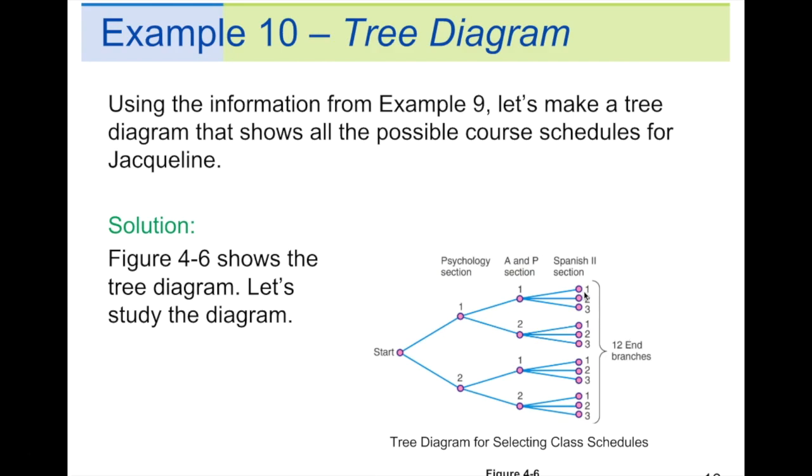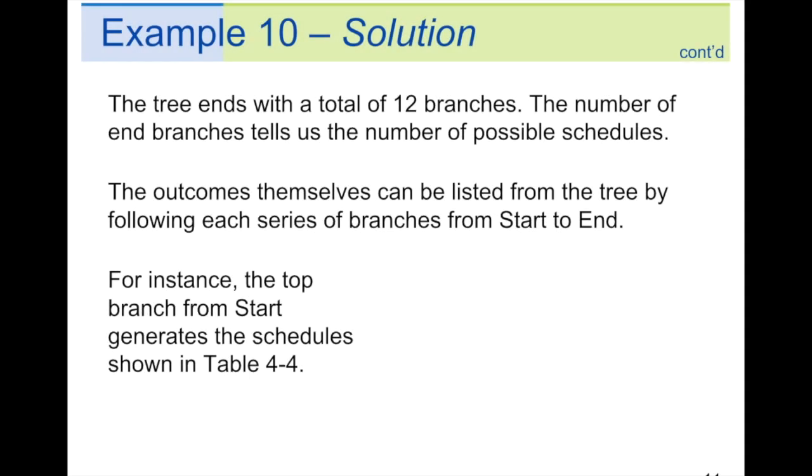So that means 3 here, 3 here, 3 here, 3 here. We've got 12 possible selections she can make. The tree ends with a total of 12 branches. The number of end branches tells us the number of possible schedules.